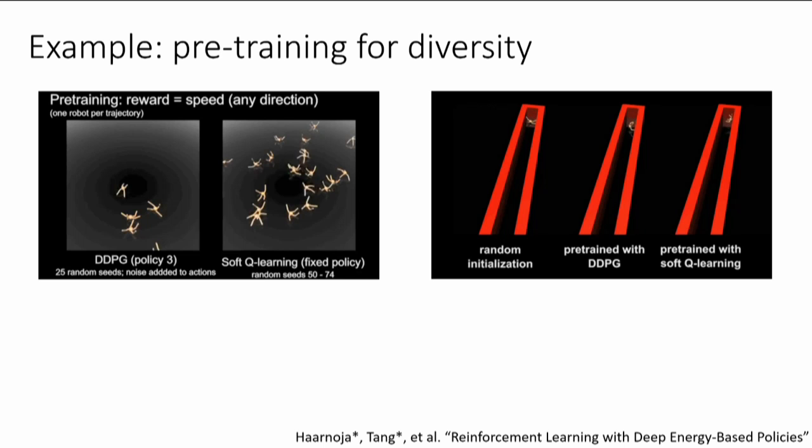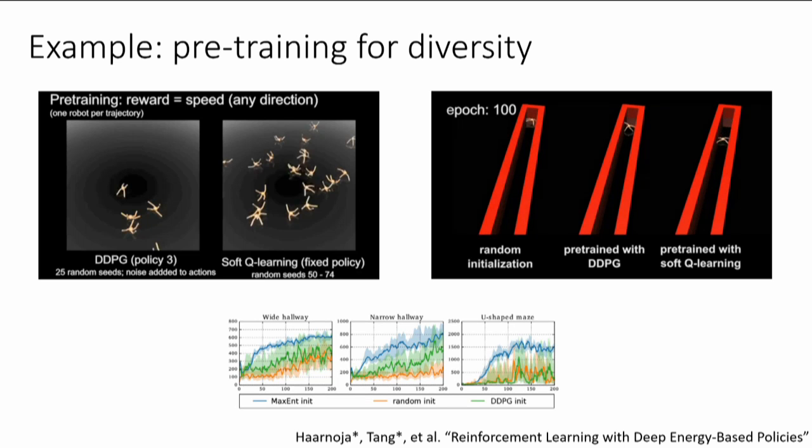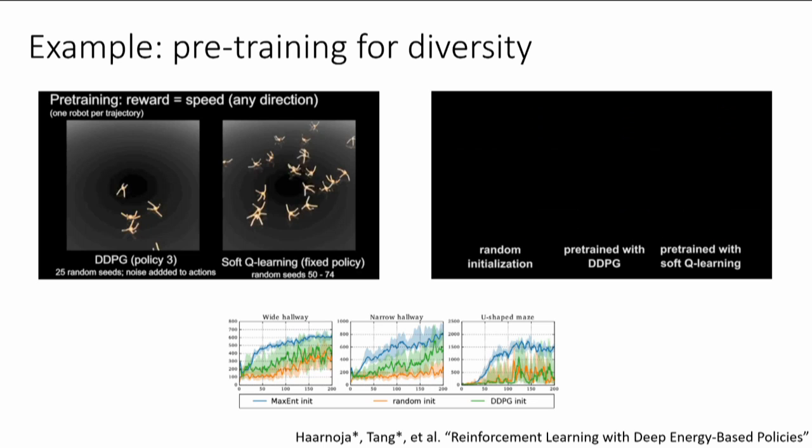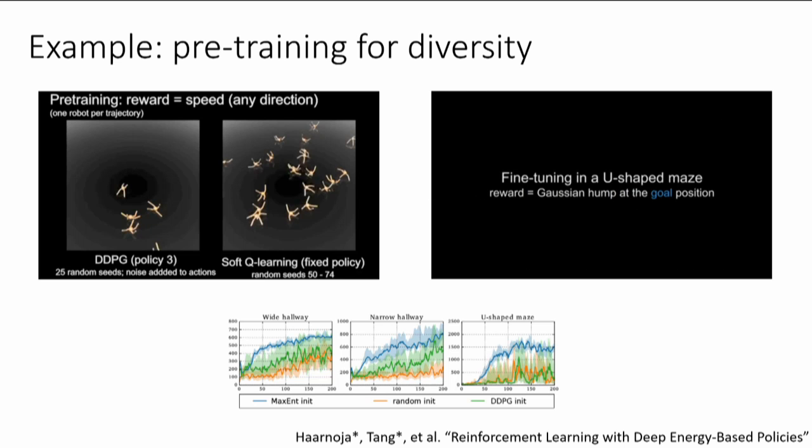And you can look at this quantitatively too. If you look at the graphs, the blue line here shows what happens with maximum entropy for different kinds of hallways. The narrow hallway is what's being shown here. The orange shows what happens when initializing from scratch, and the green shows what happens when initialized from a deterministic policy with additive noise. So you can see that adding entropy does in fact improve transfer. Any questions about this?